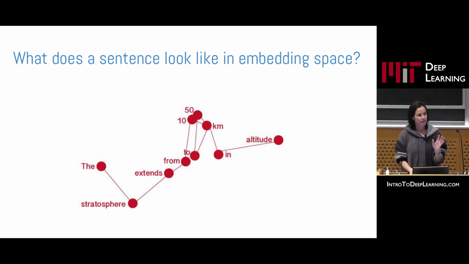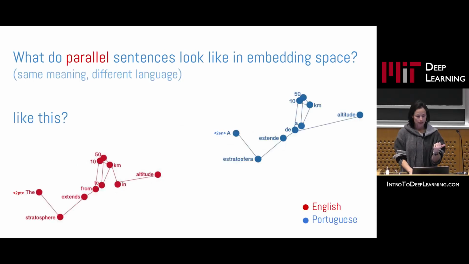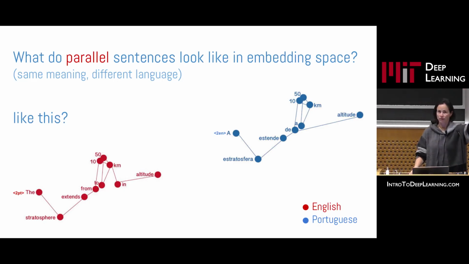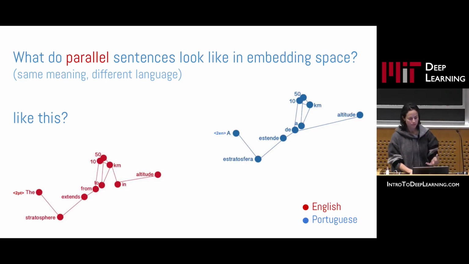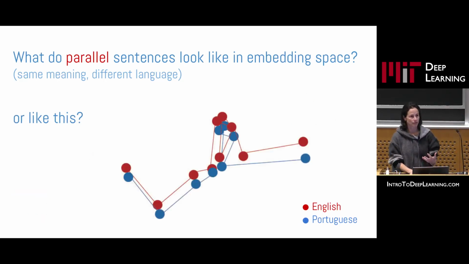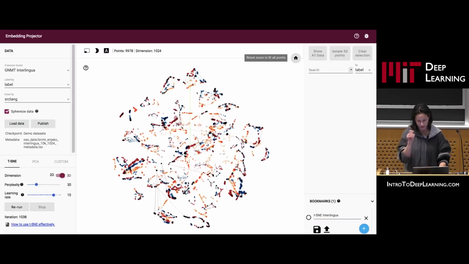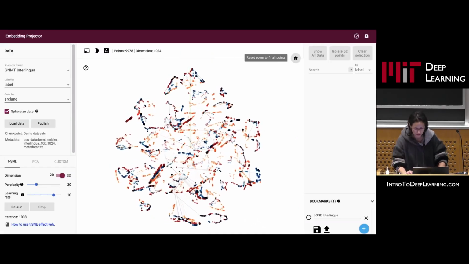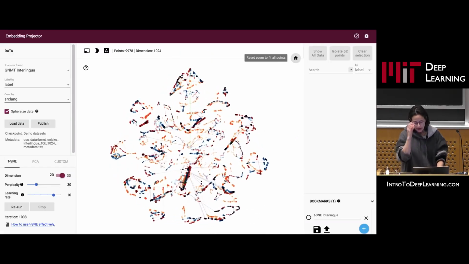Okay, so now I have my sentence in English. What does this look like when I have a translation? Does it look like this, where I have my English sentence in one corner and the Portuguese version of that sentence in another corner? Or does it look more like something like this? Okay, and so this is what we're trying to find out. So the visualization for this, let me see, is actually this here.